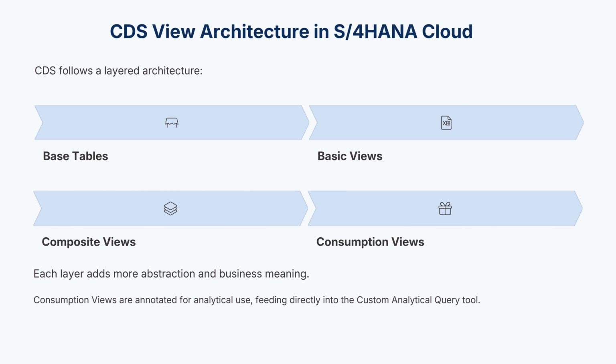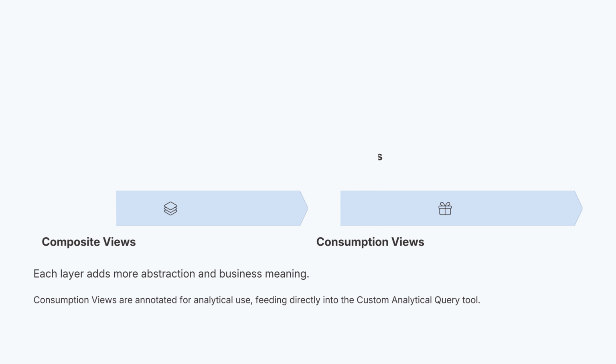CDS view architecture in S/4HANA Cloud. The CDS architecture follows a layered approach. Base tables at the bottom, basic views on top, then composite views, and finally consumption views at the top. This design enables reuse, modularity, and performance optimization. Consumption views contain the business semantics that tools like custom analytical queries F3308 leverage.